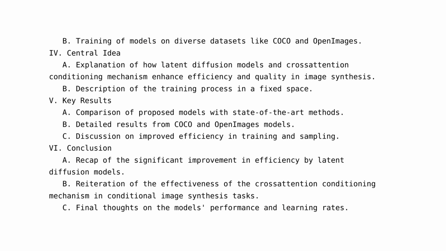4. Key results. The proposed models demonstrated favorable results compared to state-of-the-art methods. The COCO model matched the performance of recent state-of-the-art models, while the OpenImages model surpassed the results of Jan et al. by nearly 11 in terms of FID. The models also showed improved efficiency in both training and sampling.